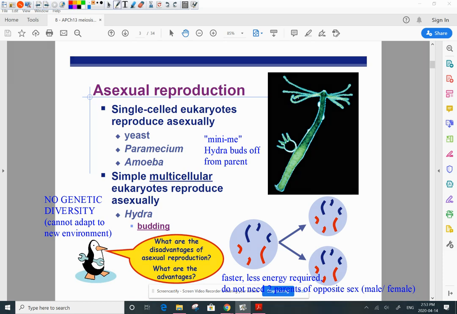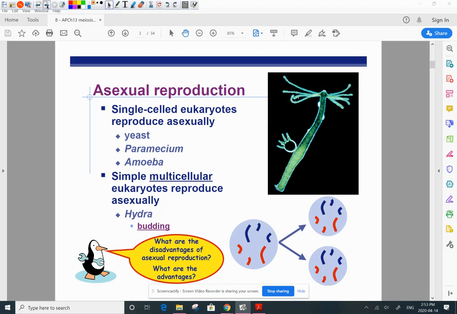This diagram or picture here shows an example of asexual reproduction called budding. So this little mini-me, this hydra, this animal is going to bud off from the parent. So it just grows off the side. It's an identical copy. It's quick. There's less energy required. You don't need two parents of the opposite sex. So those are some advantages. But again, there is no genetic diversity when this organism is just making a copy of itself.